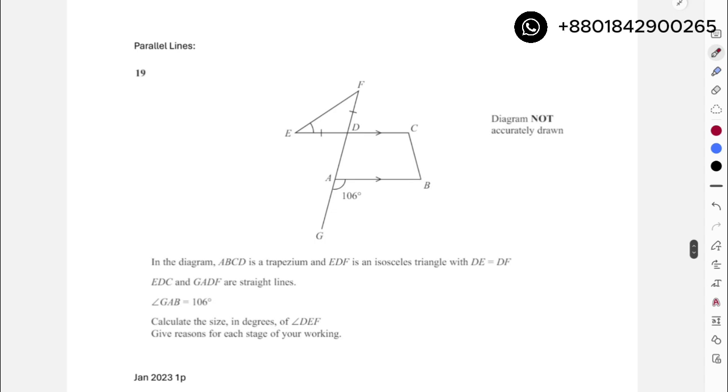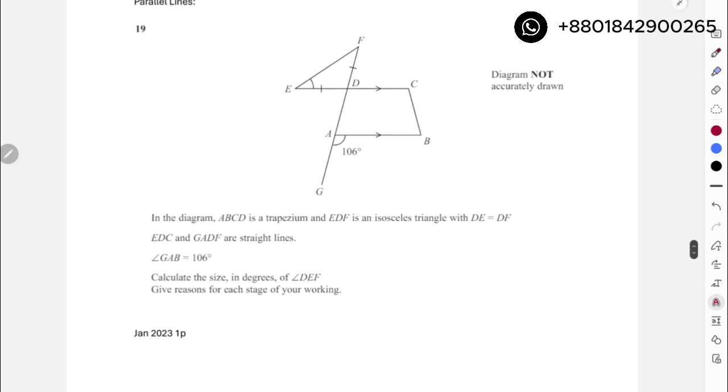Over here, you can see that EC and AB are parallel to each other, and these marks indicate that they are of equal length, that FD and ED are equal in length. Another thing to understand: whenever in a triangle you have two equal lengths, that means this angle E and angle F are going to be equal to each other also. So this is also given over here. As you can see, DE and DF are equal.